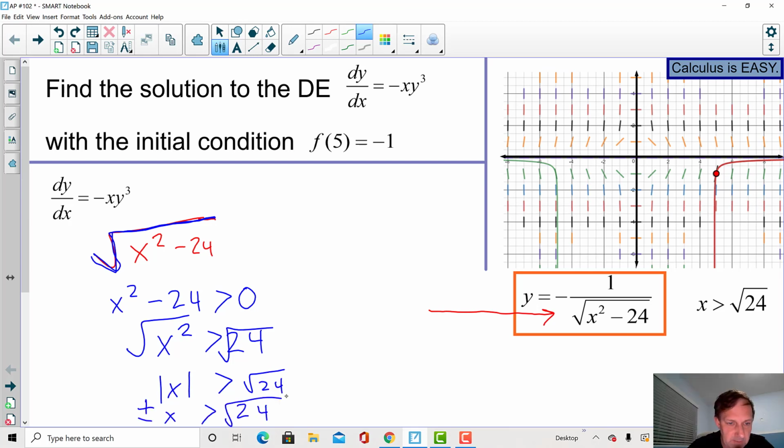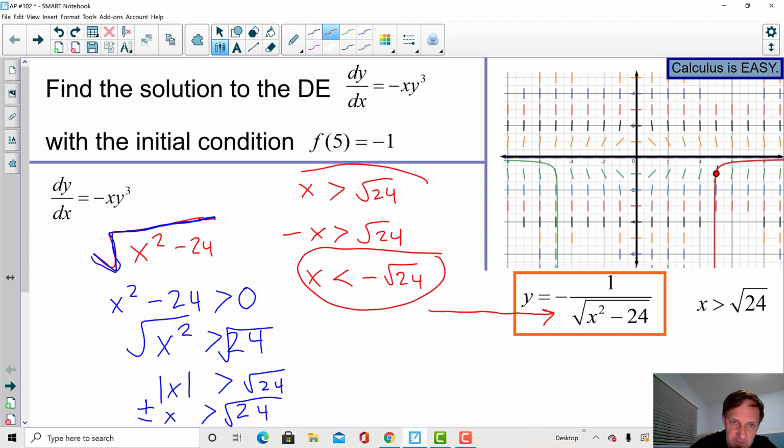So we're getting plus or minus x is strictly greater than the square root of 24. So that means either x is strictly greater than the square root of 24, or if we multiply both sides by the negative, we would get that x is strictly less than negative square root of 24. So we're getting two situations here. One of them is graphed over here on the right side. The other one is over here on the left side.